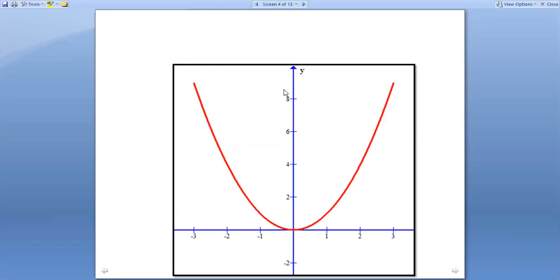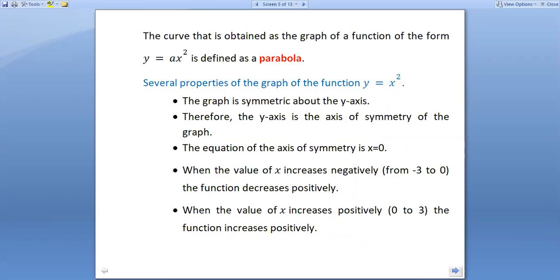That means when you fold this drawn graph along the y-axis, it will coincide. That's why the y-axis is known as the axis of symmetry. And the equation of this axis of symmetry is x equals 0, because along this y-axis, the x values take 0. That's why this line is defined by the equation x equals 0.